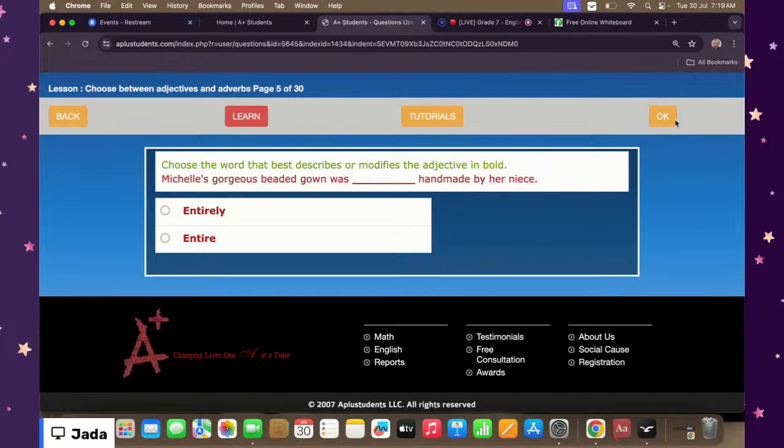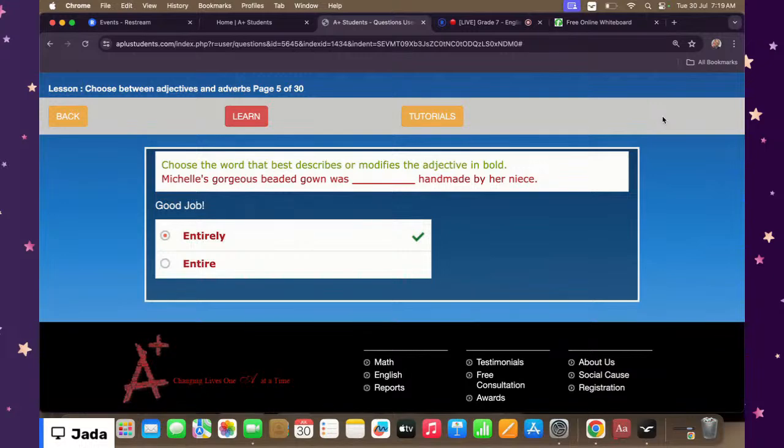Mitchell's gorgeous beaded gown was dash handmade by her niece. So this is talking about the adjective modifies the adjective. So was it entirely handmade or was entire handmade? This was also on the chart, in the tutorials rather.